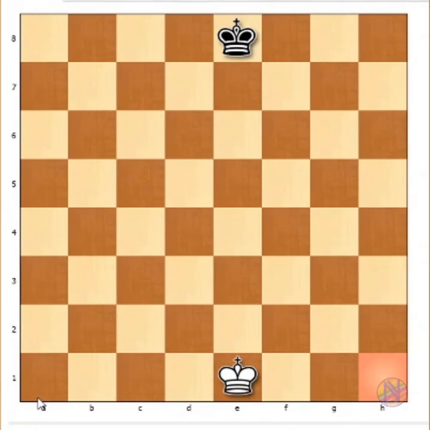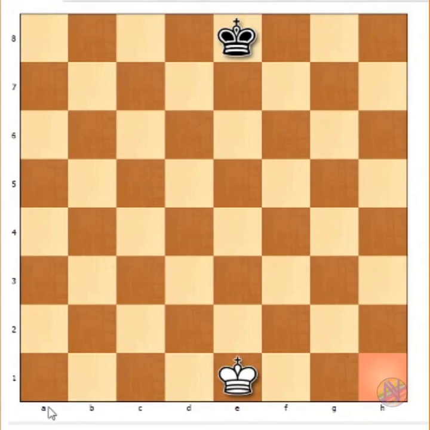Then you know that there are some alphabets written on the bottom side of the board. Here is A, here is B, here is C, here is D, here is E, here is F, here is G, and here is H. And some digits are written on the left side of the board like 1, 2, 3, 4, 5, 6, 7, 8.